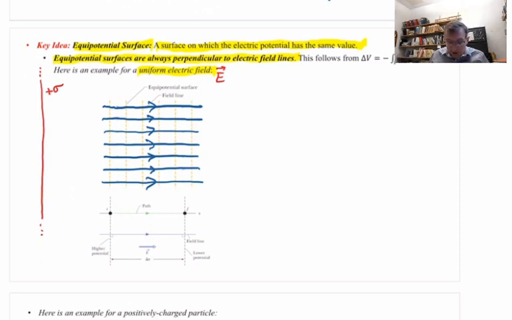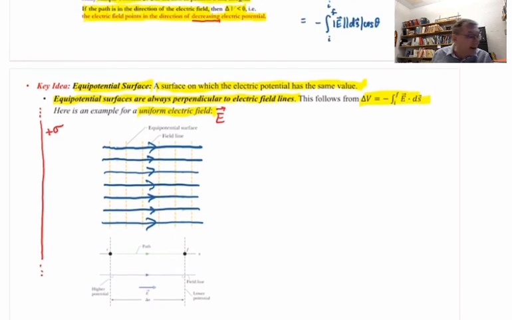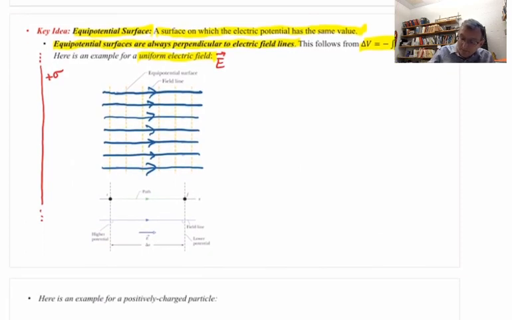All right, now I want to show that electric field lines are always perpendicular to equipotential surfaces. And we use this line integral expression that we just introduced relating delta V and E. Delta V equals negative integral of E dot ds. Let's write that down right here. Negative integral from point I to point F of E dot ds.